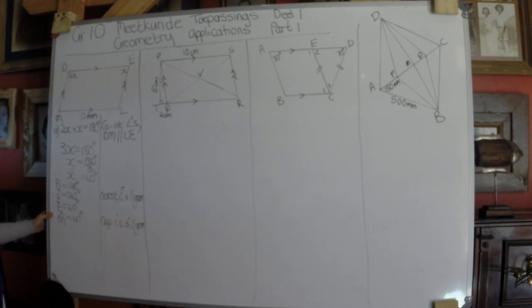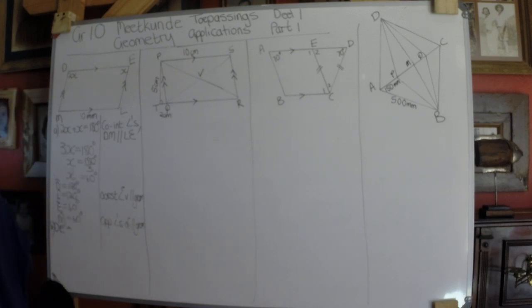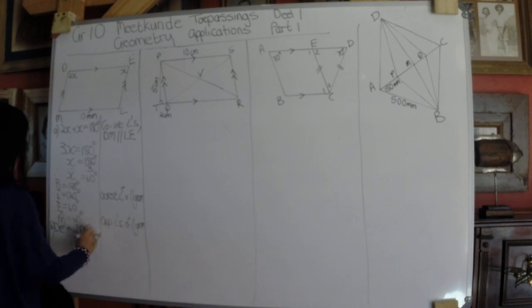Okay, goed. Hulle sê dat DE is gelyk aan, that's now B, DE equals 2 times, that's what they say, DN. 2 times DN. That's been given.